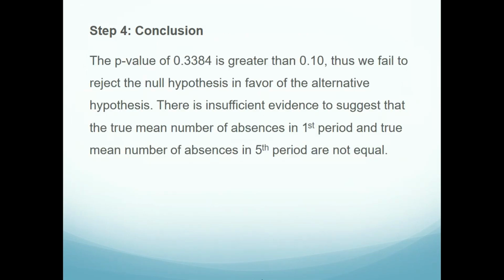We'll wrap this up with an awesome conclusion. The p-value of 0.3384 is greater than 0.1, thus we fail to reject the null hypothesis in favor of the alternative hypothesis. There is insufficient evidence to suggest that the true mean number of absences in period 1 and the true mean number of absences in period 5 are not equal.